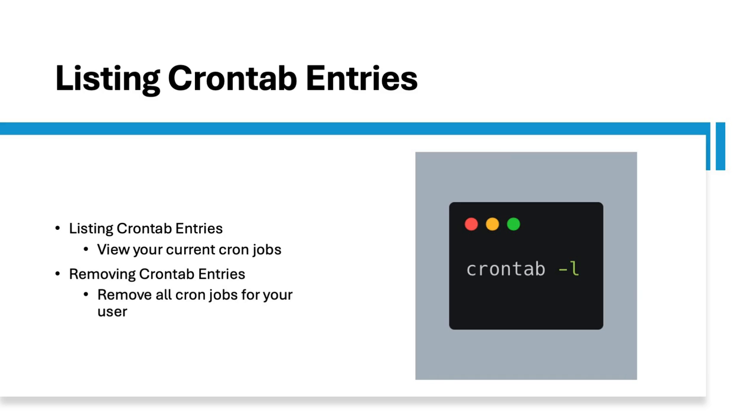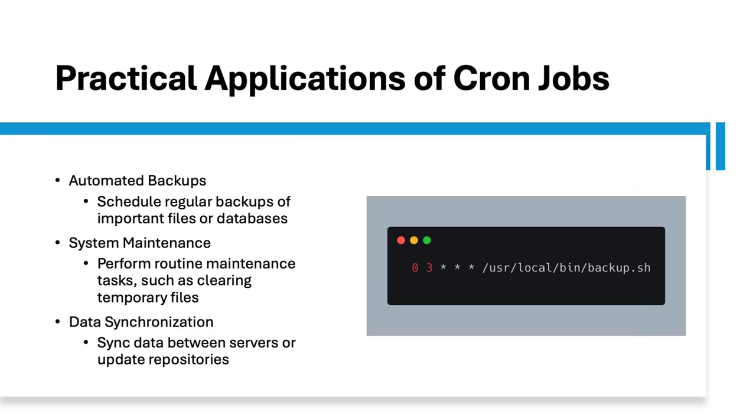Here's how you can manage cron entries. It includes viewing your current cron jobs and removing all cron jobs for your user. Key system maintenance tasks include scheduling automated backups, performing routine system maintenance, and synchronizing data between servers.